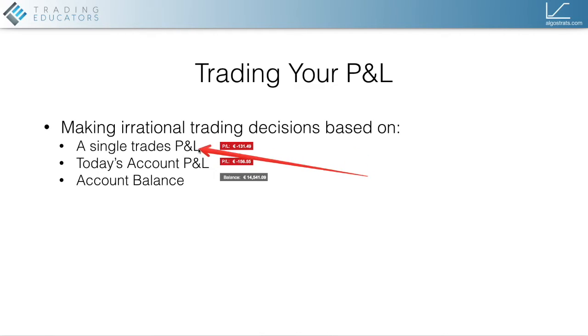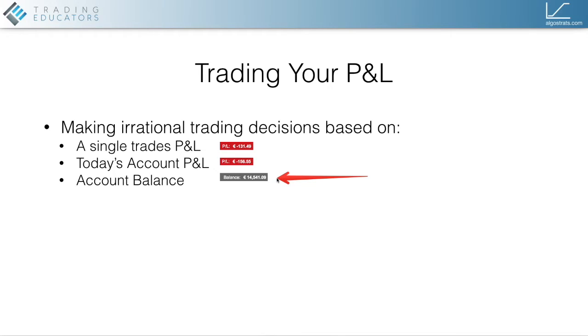First of all, you are in a trade, you see it going up and down, maybe you're down a bit, then up again, and you just want to get out at break even, for example. That would be making a decision based on a single trade's P&L. Another example is today's account P&L. You've been trading for a few hours, you've been up and down during the day, and now you decide under no circumstances do you want to make this a losing day anymore. So you make trading decisions based on that.